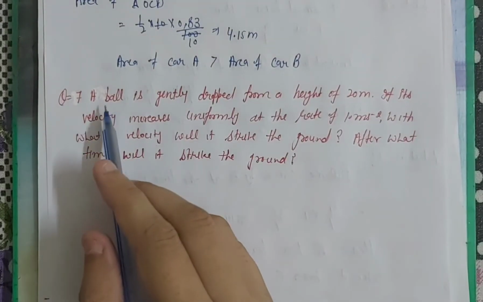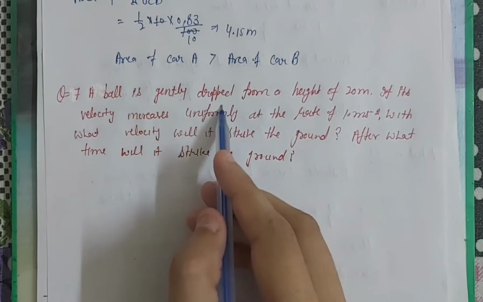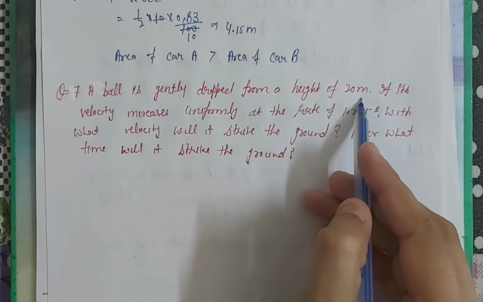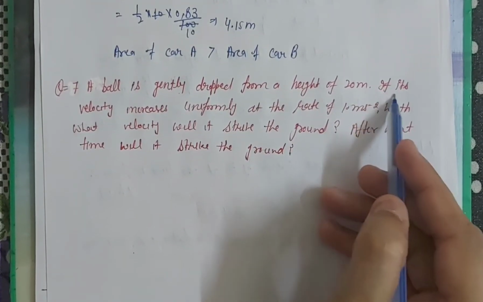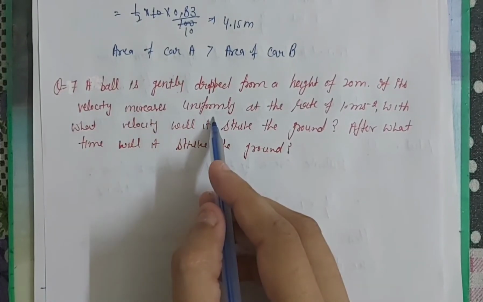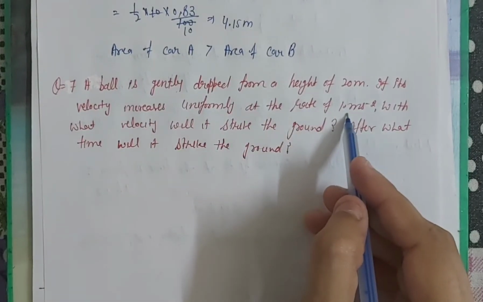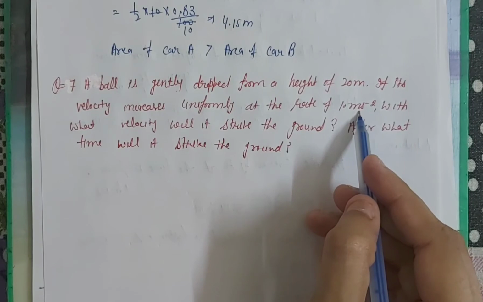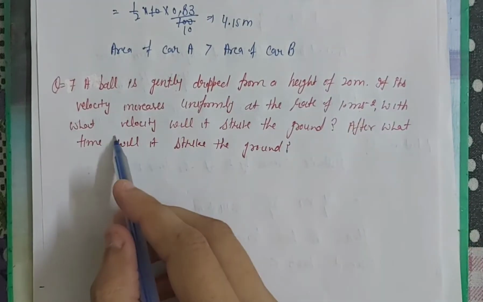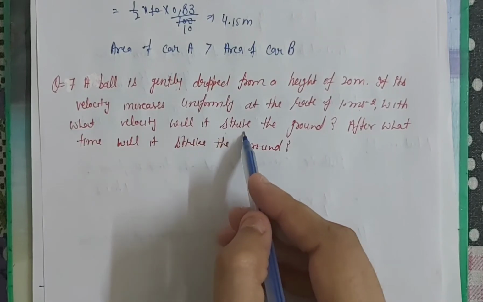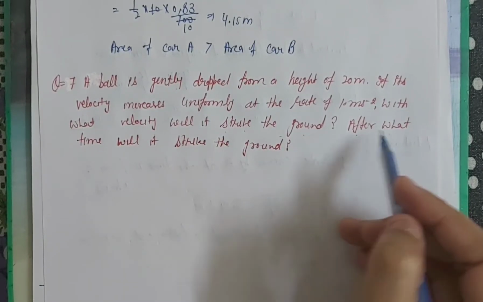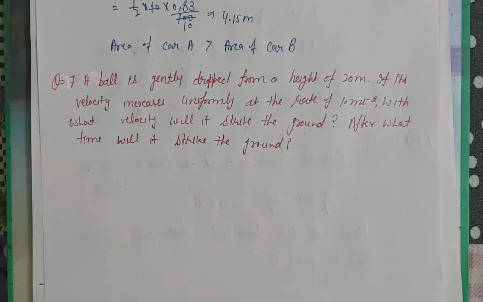Next question is: a ball is gently dropped from a height of 20 meters. If its velocity increases uniformly at the rate of 10 meters per second squared, with what velocity will it strike the ground and after what time will it strike the ground?